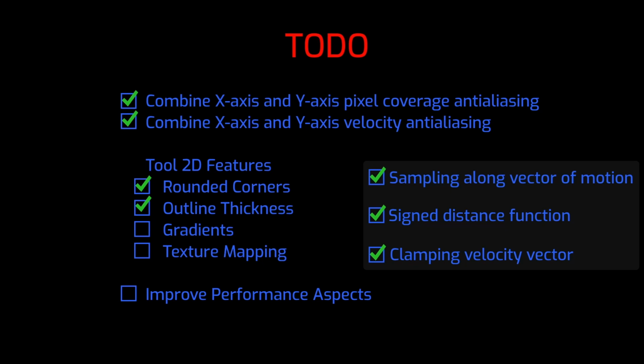amount. And next time I will try to add in sampling along the vector of motion so that I can get the thin line case looking good like it did in the pixel coverage version, and see how that looks in the circle case too. And I think that will help with the circle case some amount. It might not, and we'll have to look at that and see what's going on there.